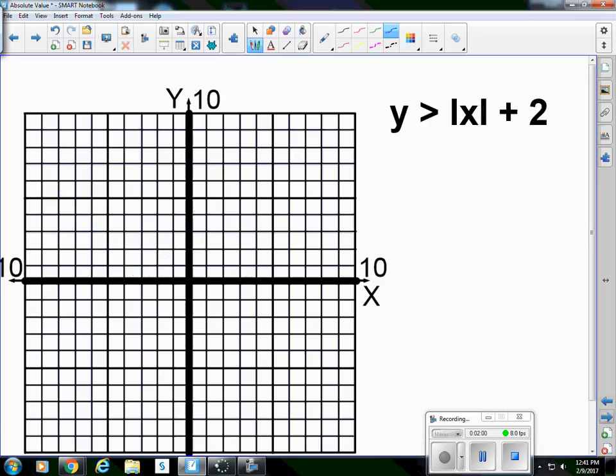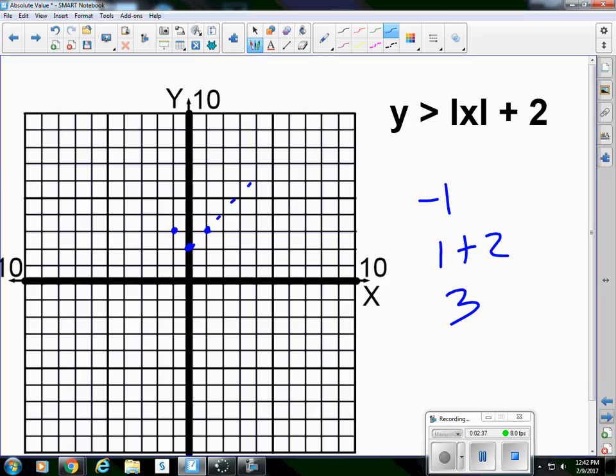And y is greater than the absolute value of x plus 2. So let's treat it like equals for now. So the absolute value of, let's say, negative 1 is 1. 1 plus 2 is 3. So when x is negative 1, y is 3. When x is 0, the absolute value of 0 is 0 plus 2 is 2. And let's say when x is 1, the absolute value of 1 is 1 plus 2 is 3.